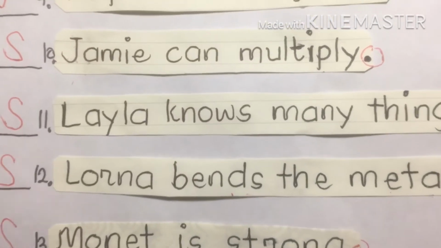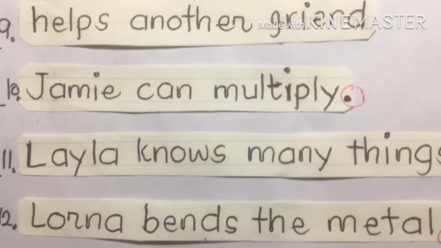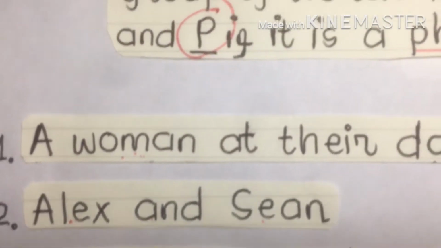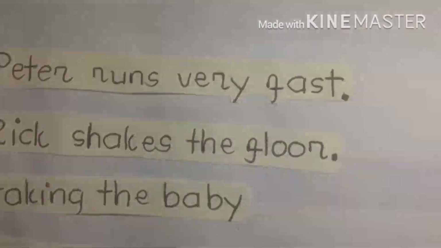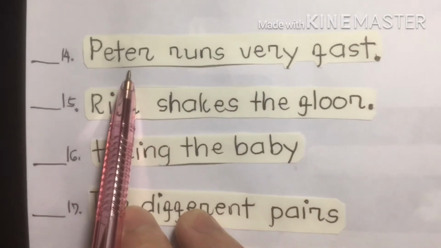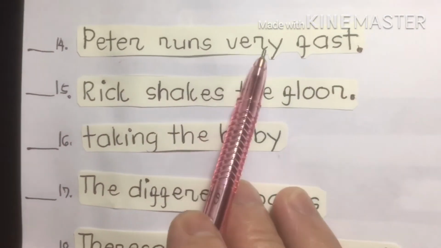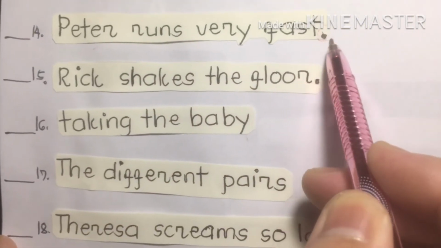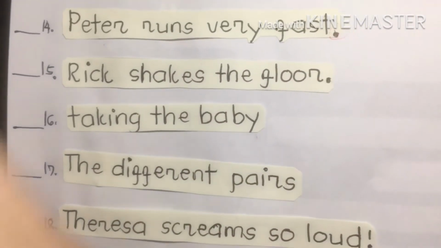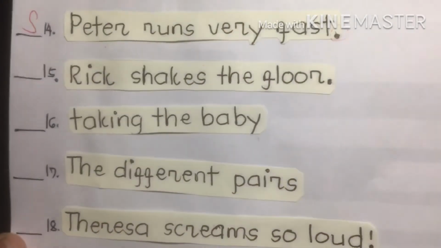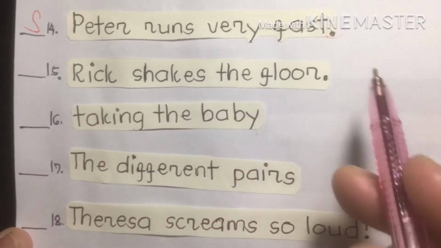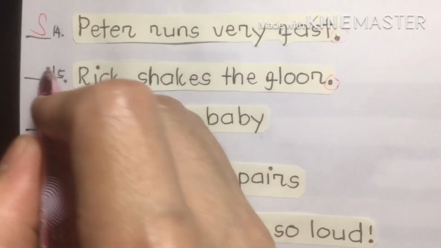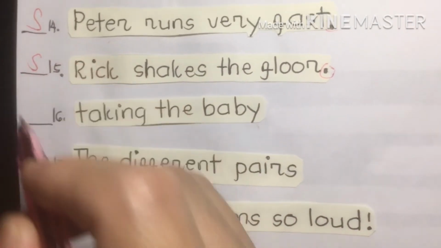Let's proceed to number 14. Here we go. Are you ready? That's number 14. Peter runs very fast. We have a punctuation mark. That's actually a sentence. 15. Rick shakes the floor, with a punctuation mark. This is actually a sentence.